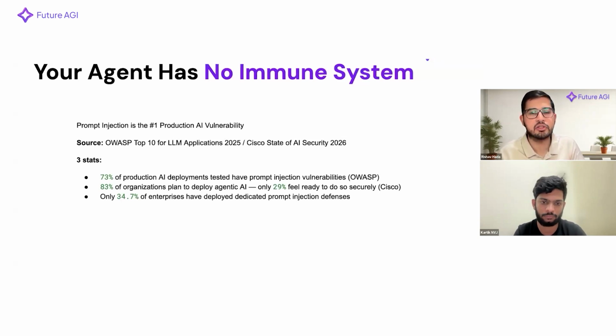Now, 73% of the production AI deployments tested have prompt injection vulnerabilities, and of the 83% of organizations that plan to deploy agentic AI, only a small percentage is very sure that their systems are really secure, and a high percentage of these have no prompt injection defenses in place. There is no guardrailing in place to protect against such attempts altogether.